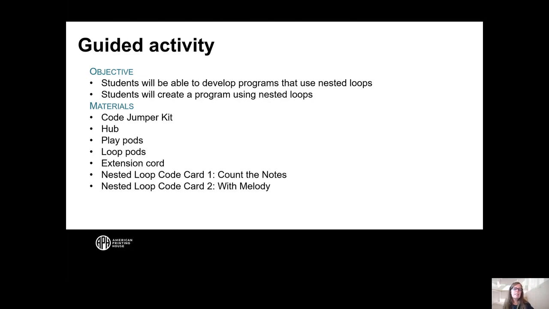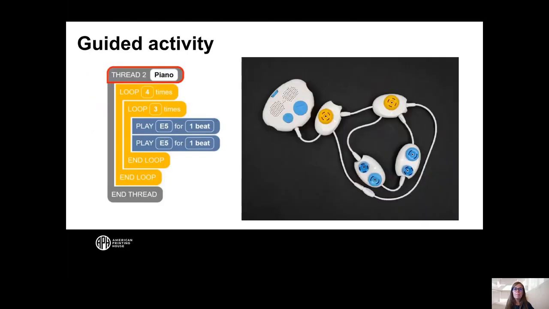So what we're going to need is our kit, our hub, play pods, the loop pods, the new one of the extension cord, which looks just like an extension cord. I'll be showing that in a minute. And we have 2 different code cards, one with count with notes, count with melody. We're just going to be doing the counting with notes right now. But I would say go explore the counting melody one as well.